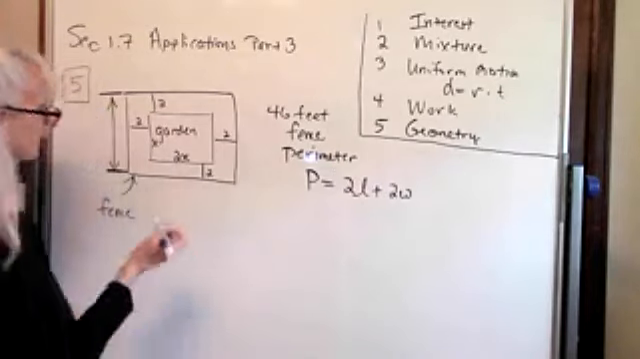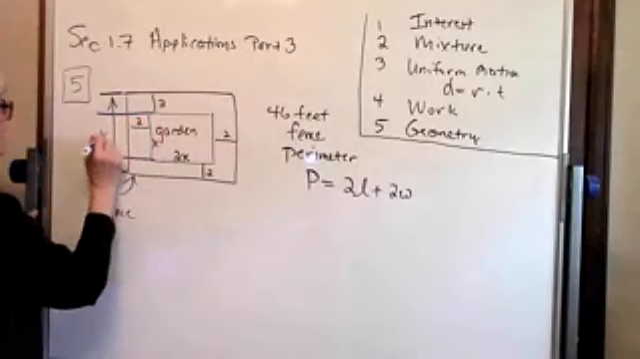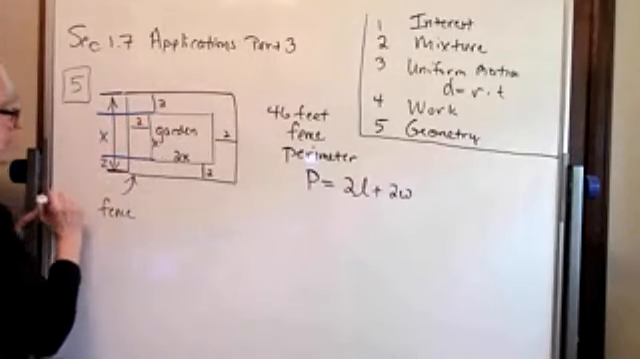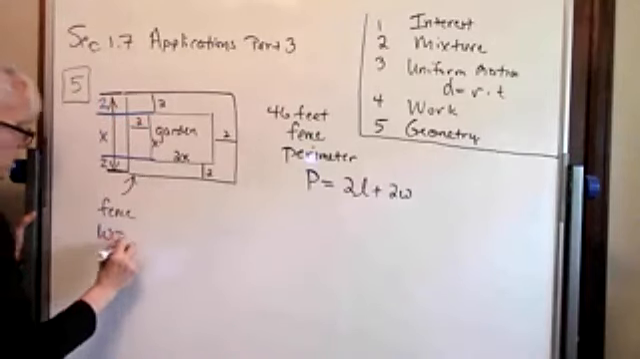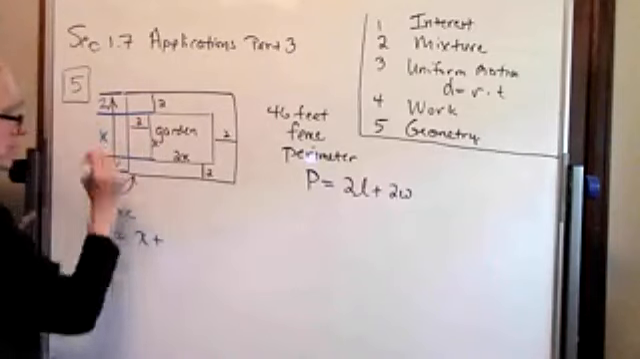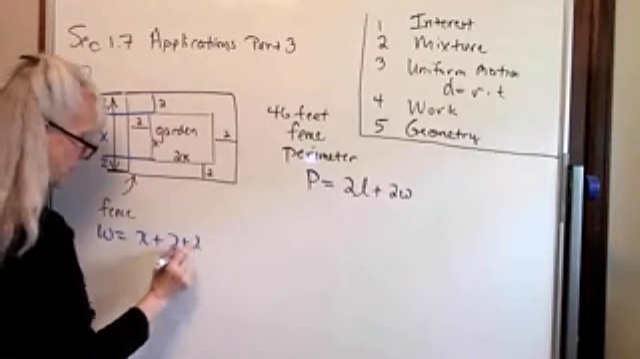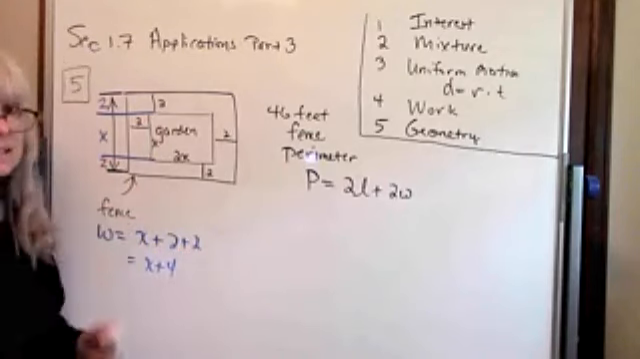We know that from here to here is X. I know that I have 2 feet on this side and 2 feet on this side. So then my width of the fencing is the original X plus 2 feet plus 2 feet, which would be X plus 4. So the width of the fencing is going to be X plus 4.